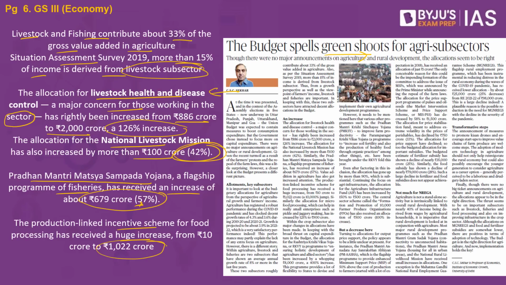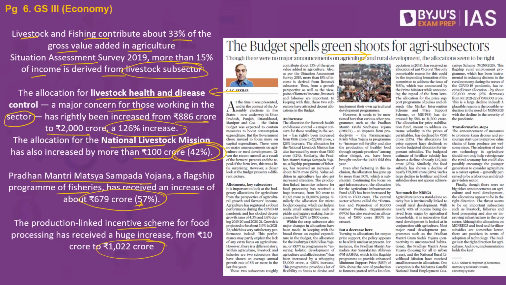Added to it, the author also goes on to say that in other sectors like the Pradhan Mantri Gram Sadak Yojana, the Pradhan Mantri Awas Yojana, or the Pradhan Mantri Rural Livelihood Scheme, there have been small increases, but when it comes to MGNREGA, which is the Mahatma Gandhi National Rural Employment Guarantee Scheme, the amount has been reduced.